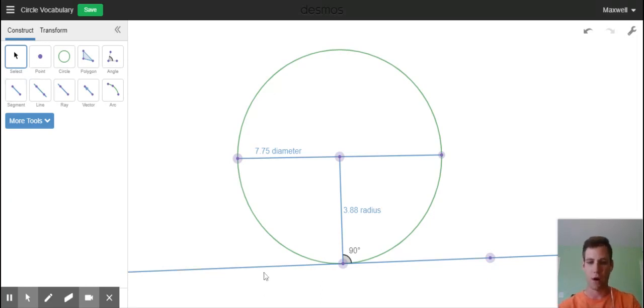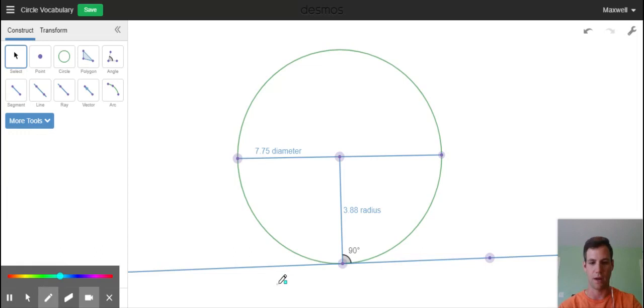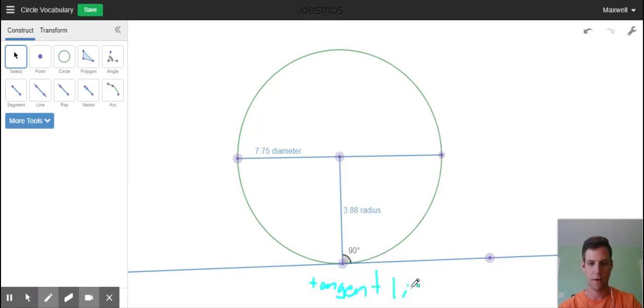And let's label our tangent line as well. And so we can label that right now, but we will know that it is a tangent line, and we can even draw down here at the bottom that this is a tangent line. So we can just write it in there, and we can draw a little arrow. That is our tangent line right there.